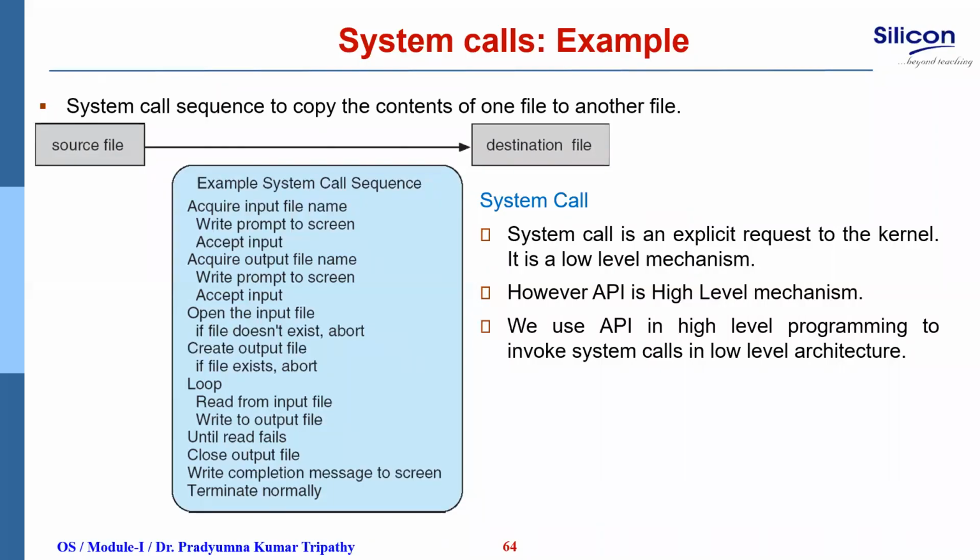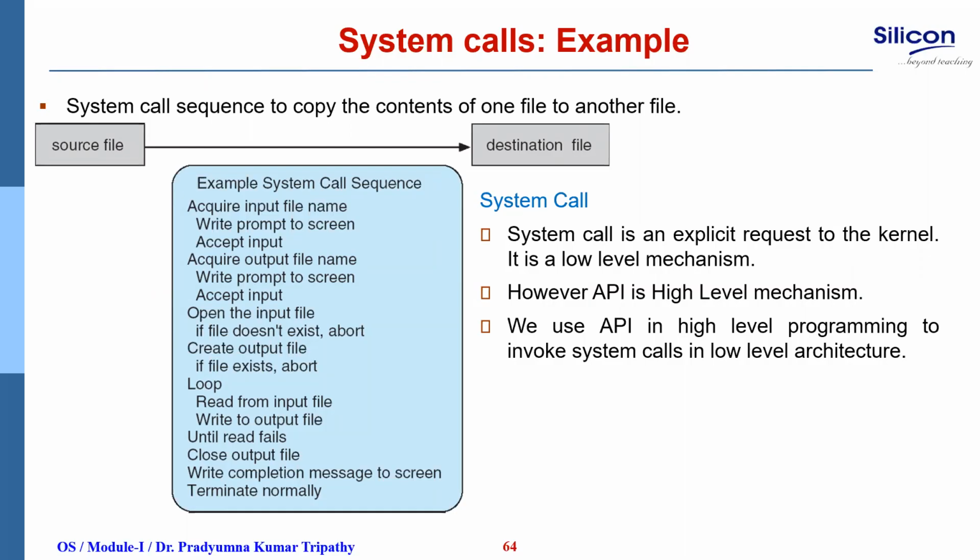Okay, so a system call is an explicit request to the kernel. It is a low level mechanism. Actually, why is it a low level mechanism? Because we are not writing these codes for the operating system. The operating system has a set of system calls already defined, correct? So what we are doing is invoking some of the system calls over there.